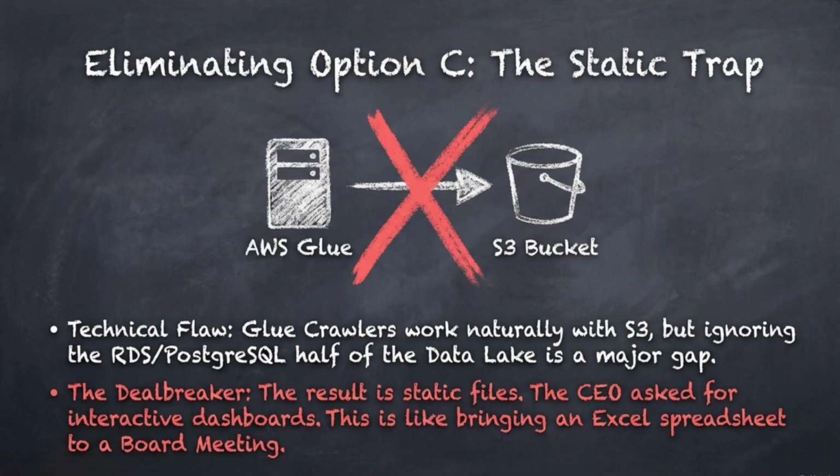Let's start with wrong options. Option C. AWS Glue plus ETL with reports in S3. Sounds technically competent, right? But there's a problem. First, the Glue crawler only works with S3. But we also have PostgreSQL running in RDS. This option simply ignores half of our data lake.